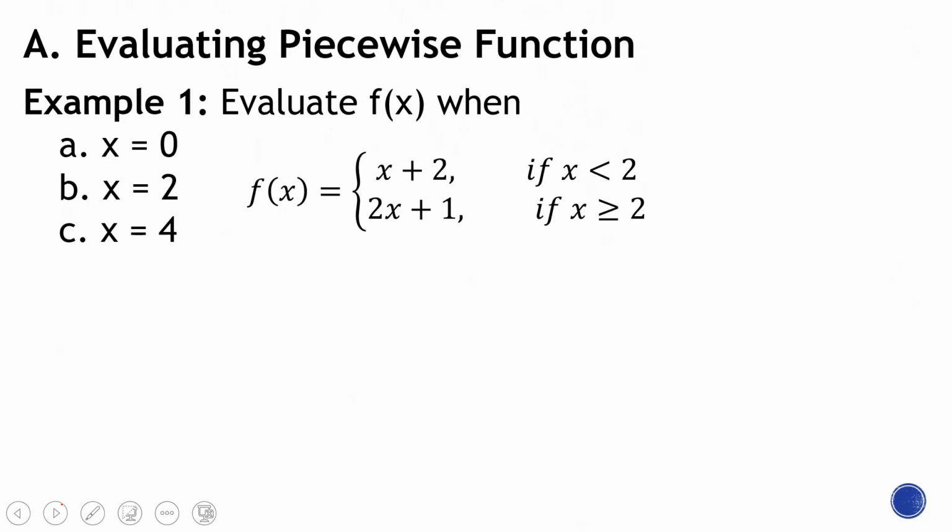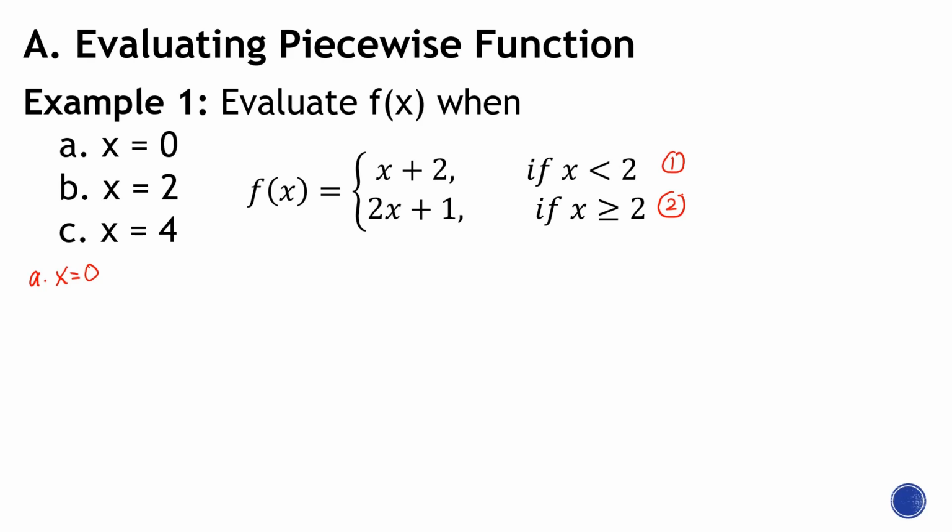Let's have this one. Evaluate f of x when x equals 0, letter B, x equals 2, and for letter C, x equals positive 4. Let's start with A. If x is equal to 0, what is our f of x? As you notice, you have two formulas here, and you might be thinking, what formula are we going to use? To answer that question, we need to ask ourselves first: what domain is 0 part of? Is it part of the first domain or the second domain?